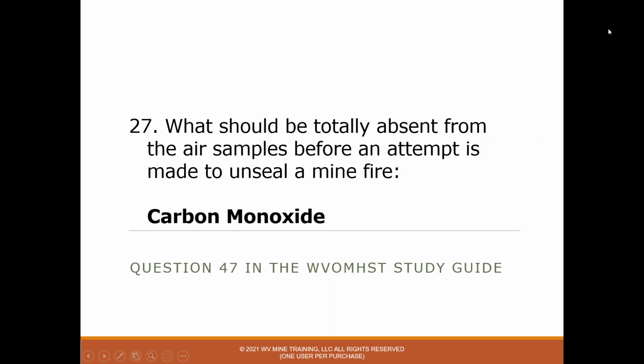Question 27, what should be totally absent from air samples before an attempt is made to unseal a mine fire? And the answer to that is carbon monoxide. Again, if you sample the area behind the seals and you have levels of carbon monoxide, that means you have a fire. When the fire goes out, you will no longer have carbon monoxide.